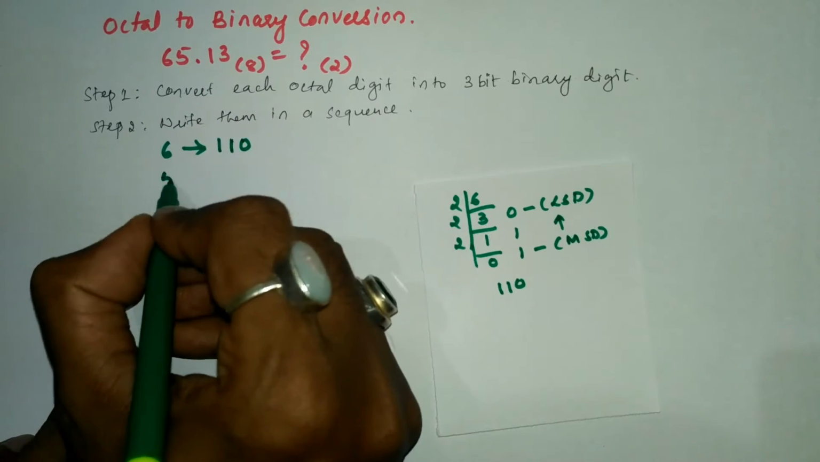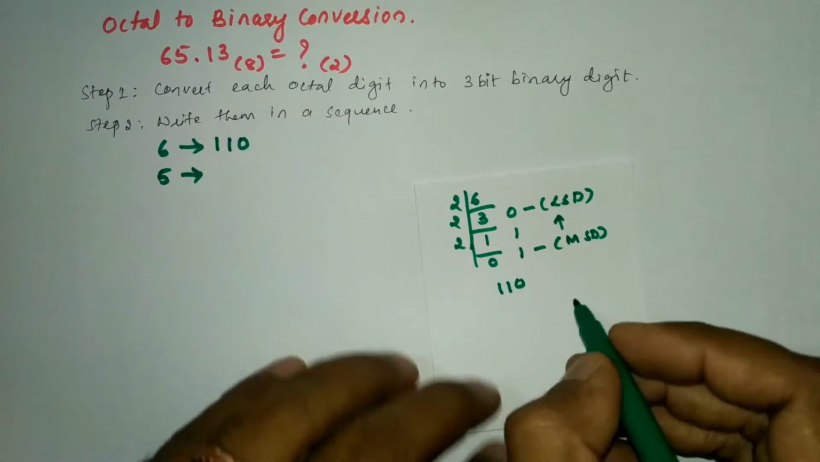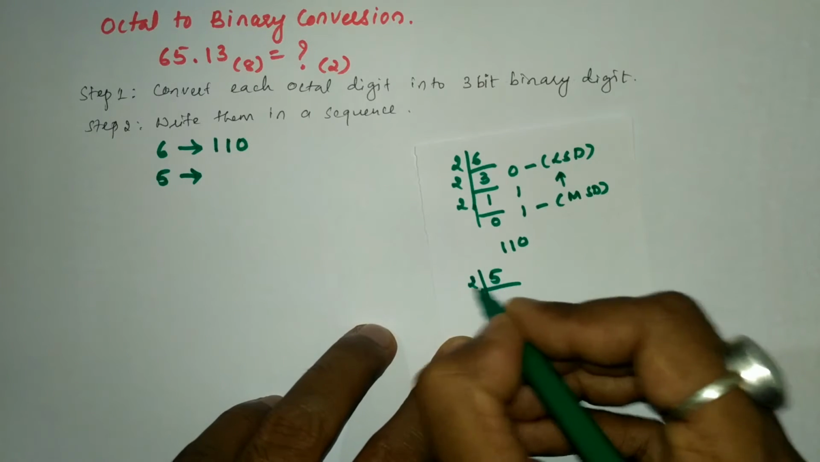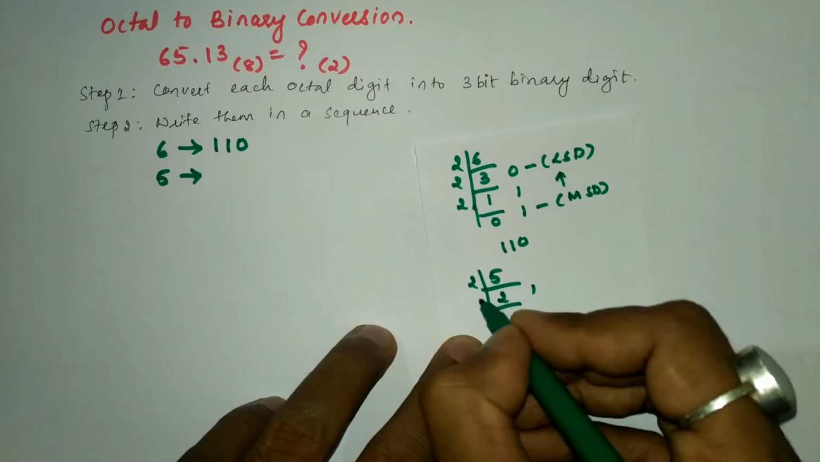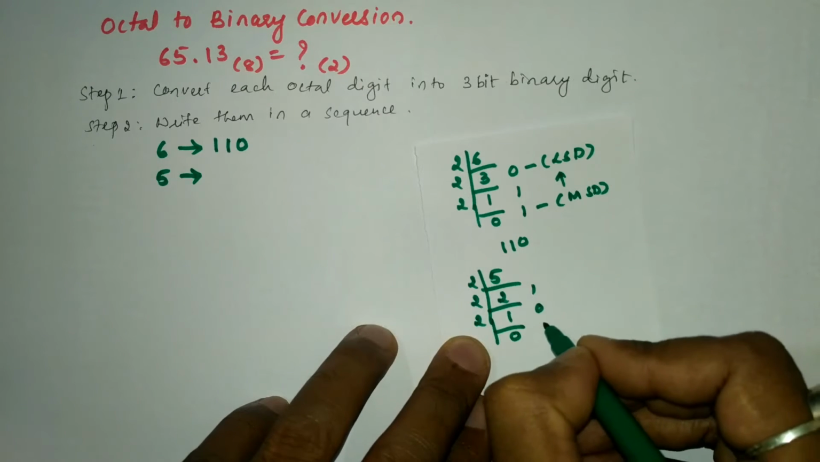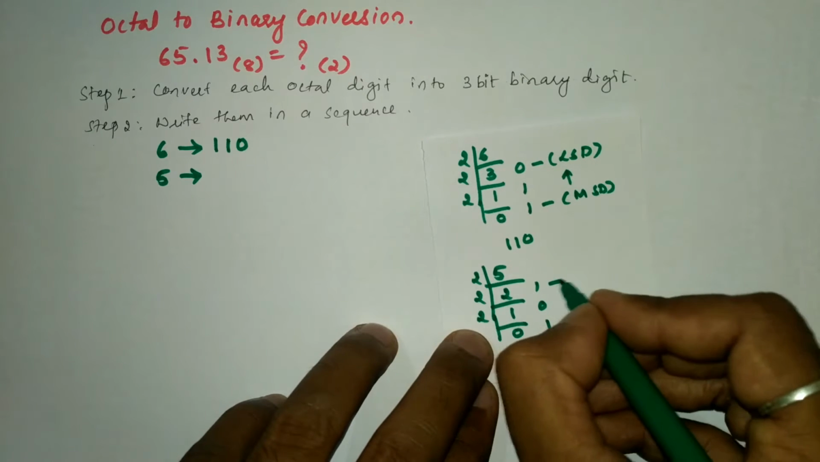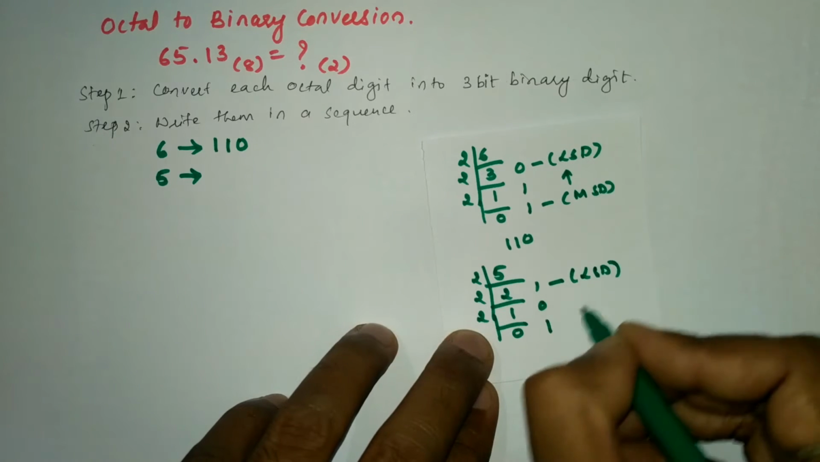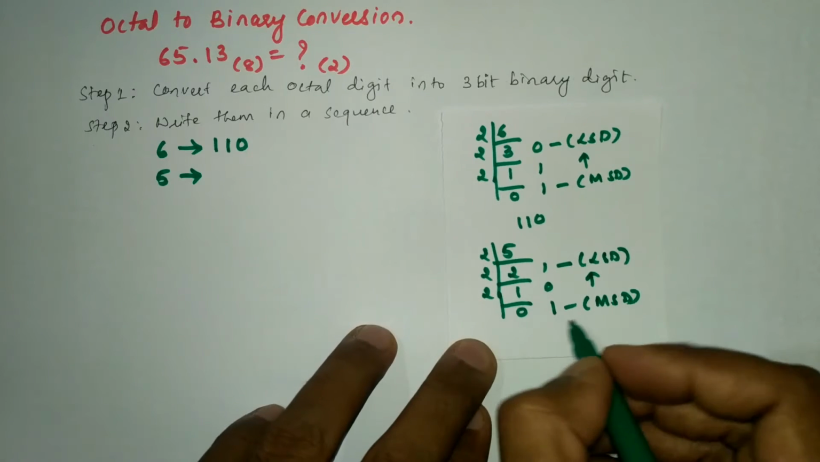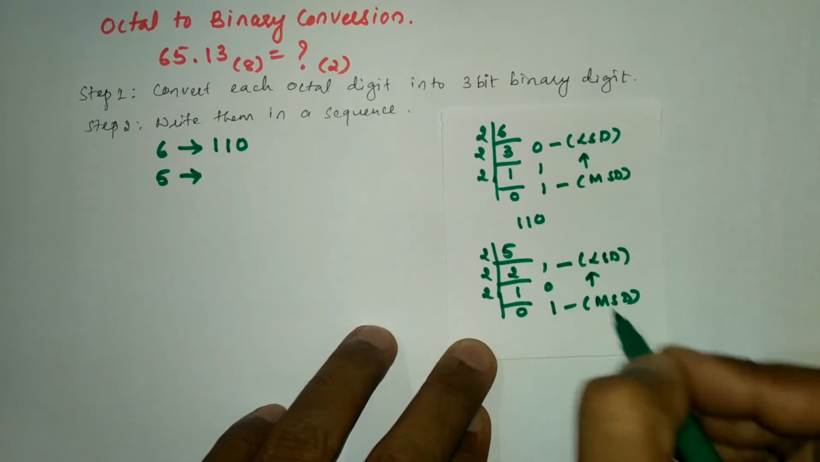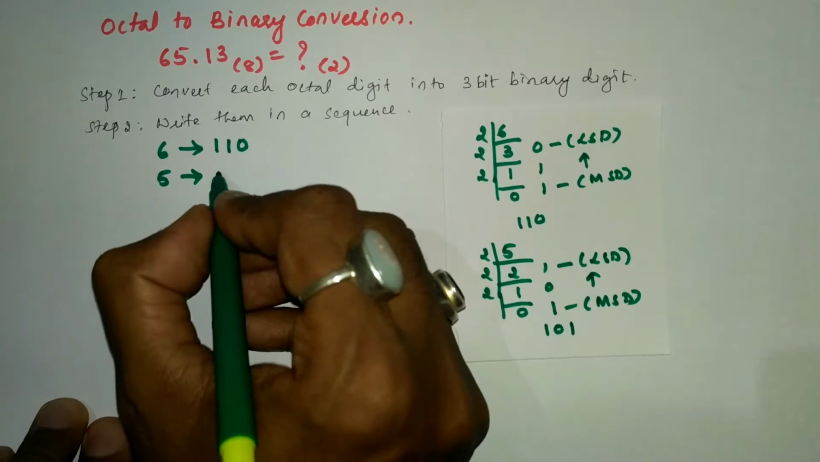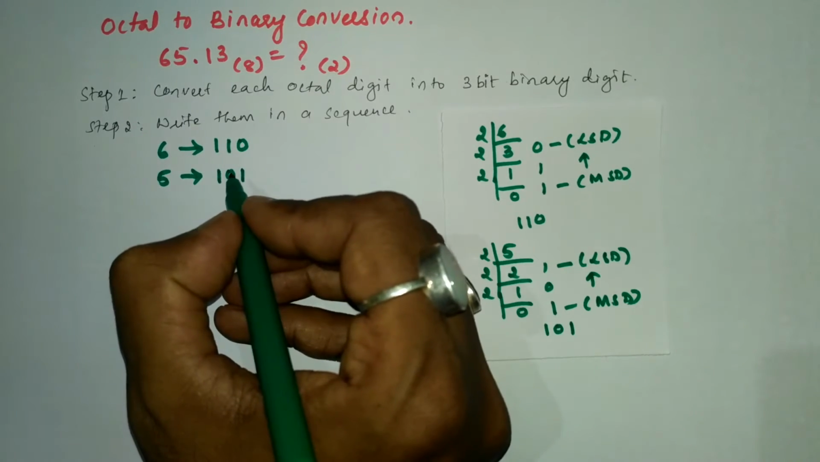Similarly I have to write 5. So divide this number 5 by 2. 2 2s are 4, remainder is 1. 2 1s are 2, remainder is 0. Next 2 zeros are 0 and 1 is the remainder. So this is the least significant digit and this one is the most significant digit. So we'll have to write from most significant digit to least significant digit. So here 101 represents 5. I'm going to write 101.